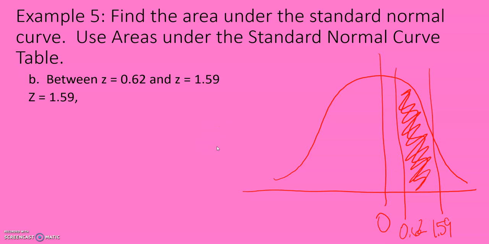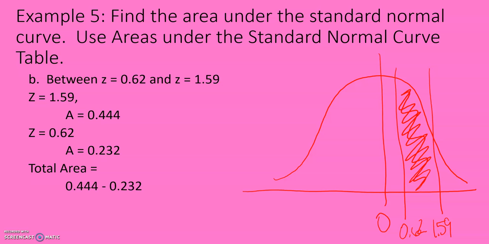Z equals 1.59 gives an A area from the table of 0.444. Z equals 0.62. From the table, we know A equals 0.232. We're finding the area in between them. For our total area, we need to subtract these values. 0.444 minus 0.232, which is 0.212.